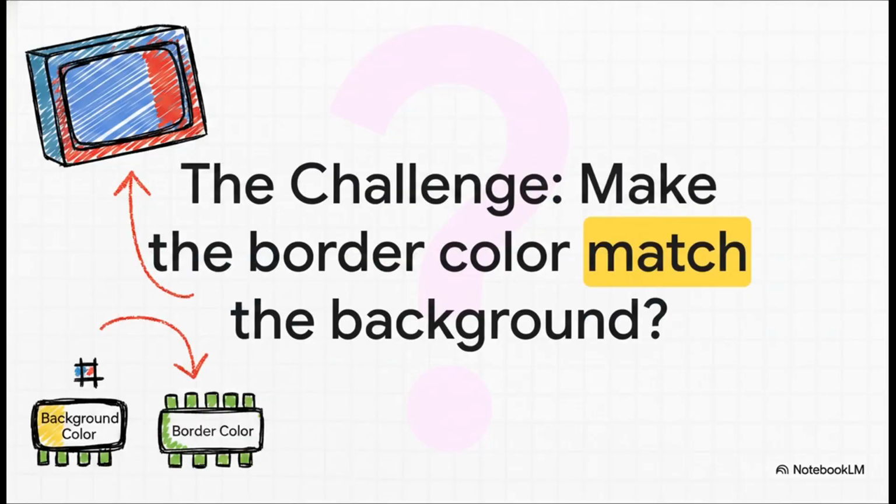All right, time to put this into practice with a fun little challenge. Take a look at the C64 screen. You've got the background color and the border color, and they're controlled by 2 totally different memory addresses. So can we write a program to make the border color automatically match whatever the background color happens to be?